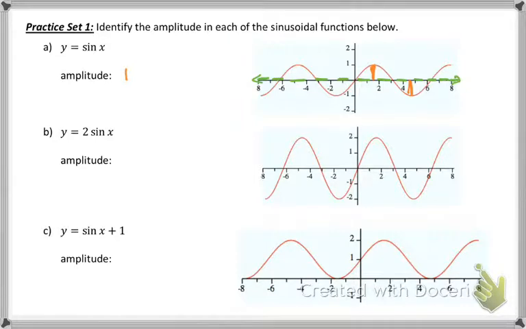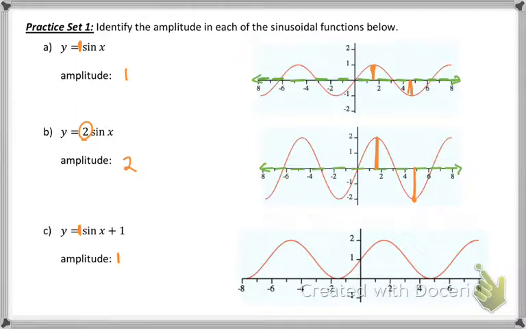And then for my second function, you can go ahead and pause. You can look at it from the graph or from the equation, right? If this is my wave axis, the distance from this axis to the highest point is 2. The distance from this axis to the lowest point is also 2. So my amplitude is 2. And you can see that right from the equation as well. 1 sine x and 2 sine x. Okay, and in this case, for C, the amplitude is also 1.